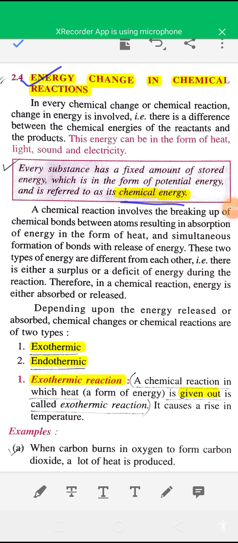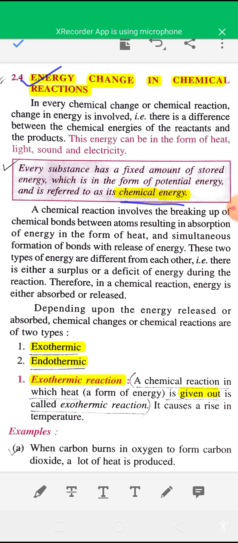Today in this video, I'll discuss energy change in a chemical reaction. In every chemical reaction, there is a change in energy involved. That is, there is a difference between the chemical energy of reactant and product. And this energy can be in the form of heat, light, sound, and electricity.